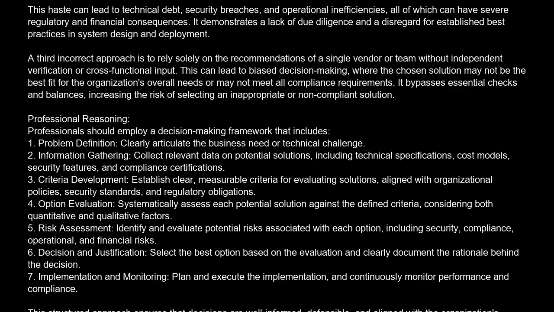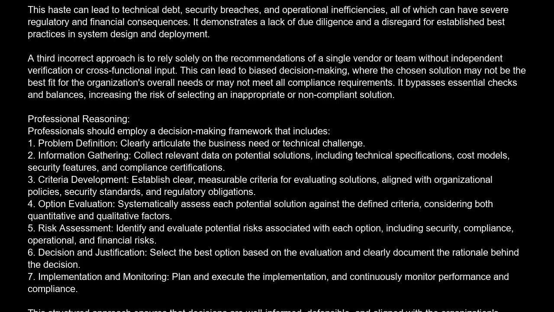2. Information gathering. Collect relevant data on potential solutions, including technical specifications, cost models, security features, and compliance certifications. 3. Criteria development. Establish clear, measurable criteria for evaluating solutions, aligned with organizational policies, security standards, and regulatory obligations. 4. Option evaluation. Systematically assess each potential solution against the defined criteria, considering both quantitative and qualitative factors.